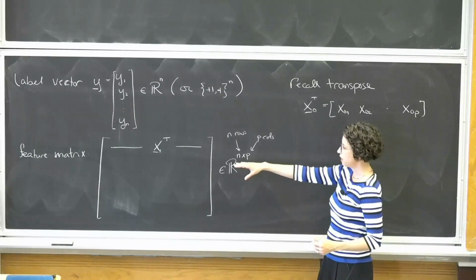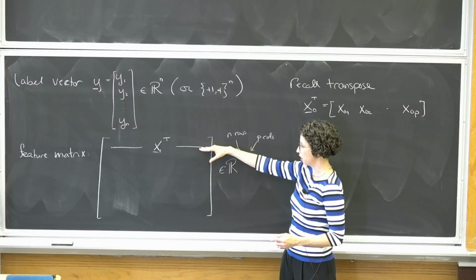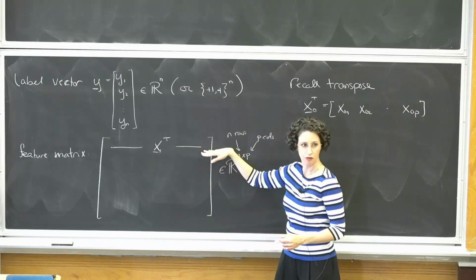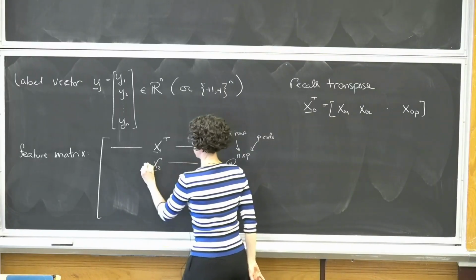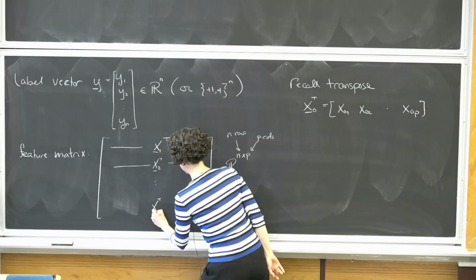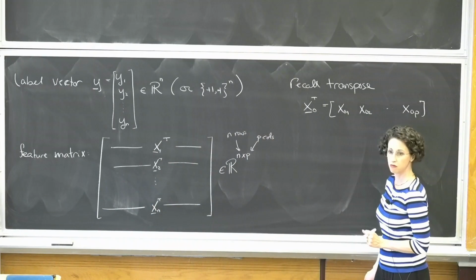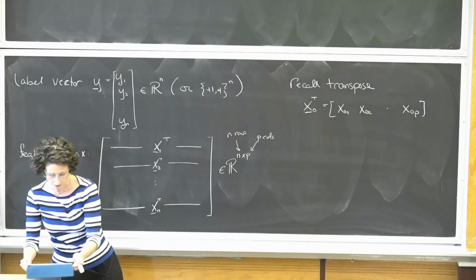And so in our feature matrix, our first training feature vector, x1, we transpose it, makes it a row, and then that becomes the first row of the matrix. And then we're going to do the same thing with x2, and that becomes the second row, and we go all the way down to xn for our n different training features. Any questions about this so far?